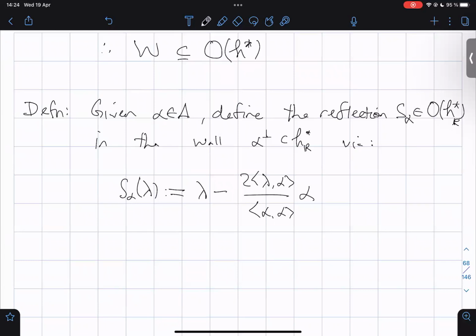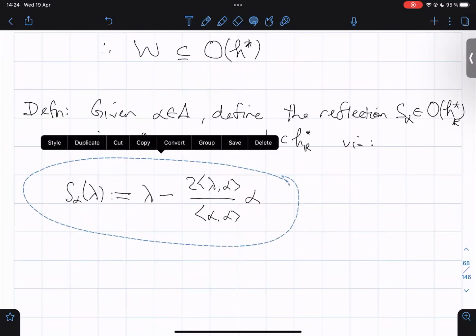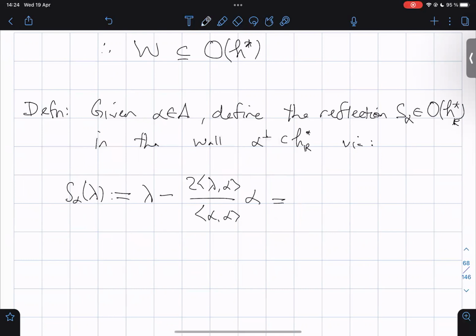But actually before I write that down, notice that we have this combination that we've seen several times before, namely 2 alpha divided by alpha alpha. So this is that co-root coming into play here. So I could rewrite this formula as lambda minus, you pair lambda with alpha check, multiplied by alpha.